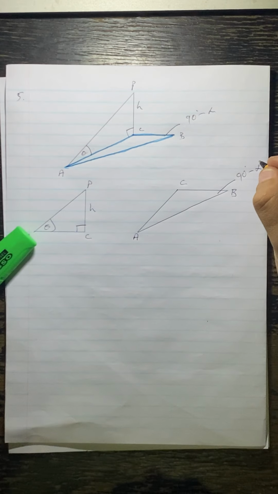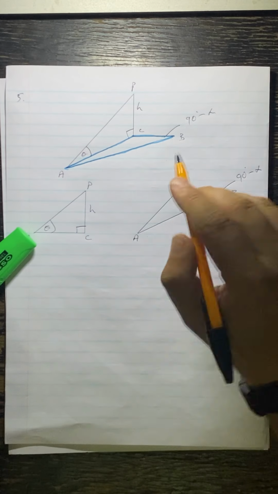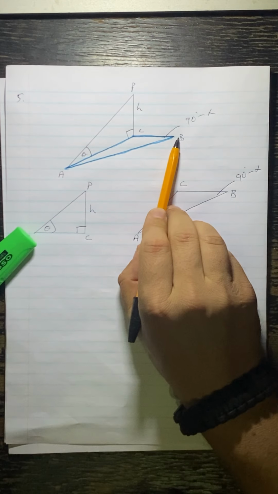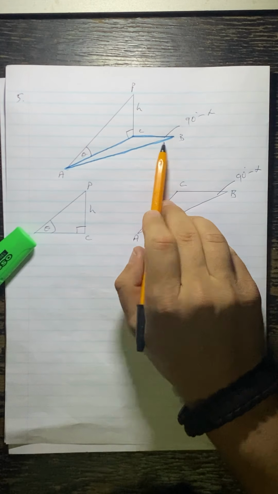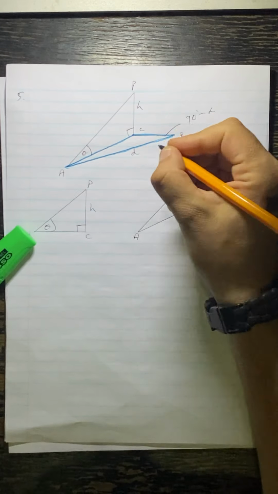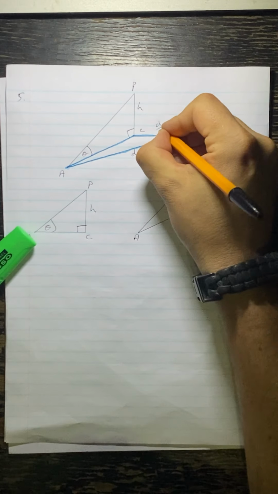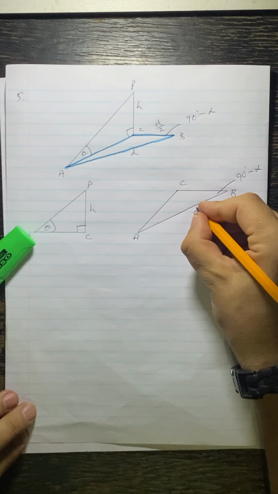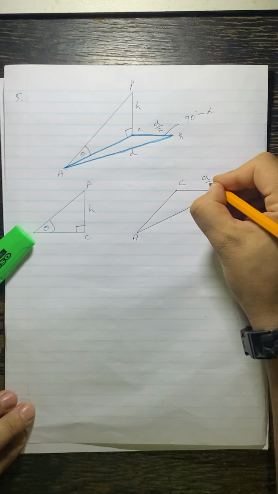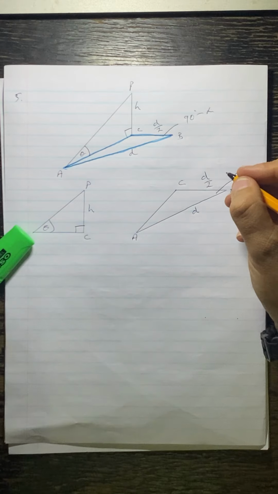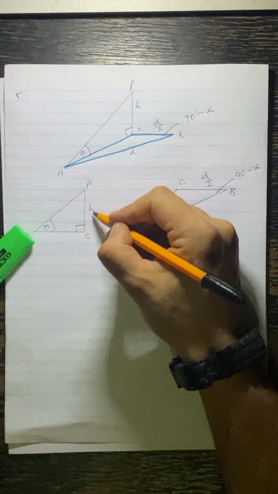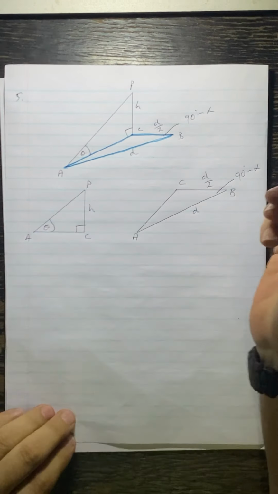And the distance from B to C is half the distance from B to A, where BA is D units. So this is D, and this would be D over 2. It's half the distance. So this is D, and this is D over 2. Okay. We have to show that H, this thing over here, is equal to this.